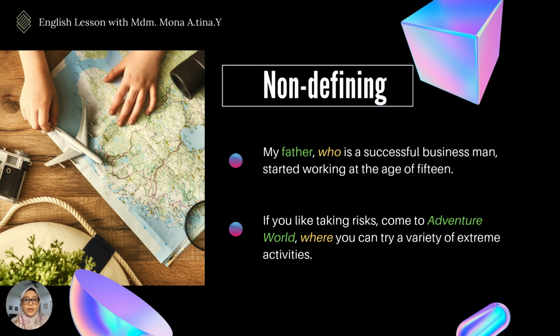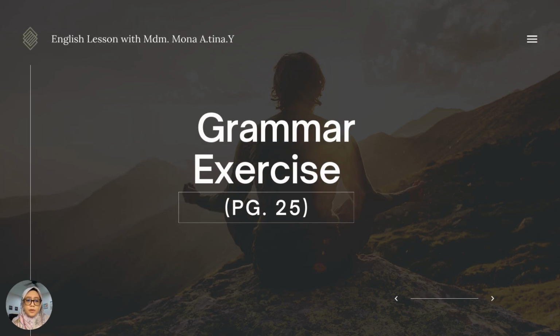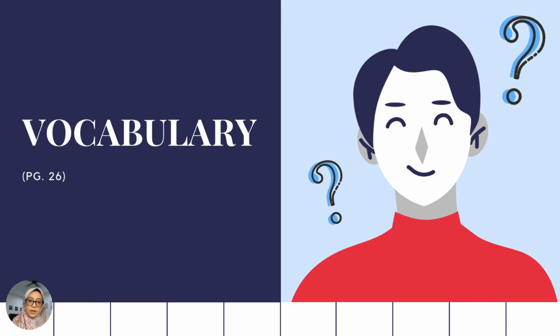Alright, so I hope you do understand the difference between defining relative clauses and also non-defining clauses. Okay, it's basically to menerangkan tentang sesuatu dan memberi maklumat yang lebih lanjut berkenaan sesuatu dalam satu ayat. Okay, so what you have to do next? Of course, you have to do the exercise. Okay, you do the grammar exercise on page 25. It's already in your Google Classroom. You just have to answer them.